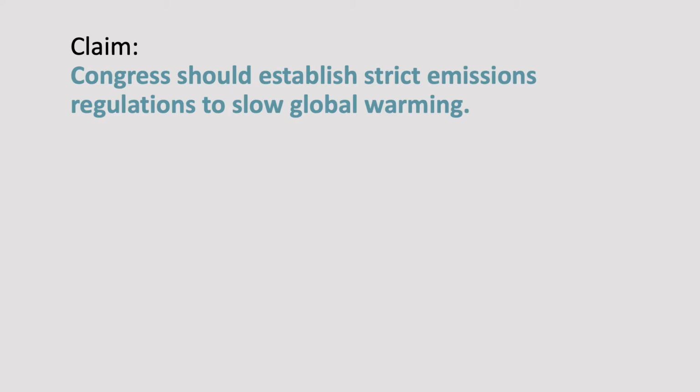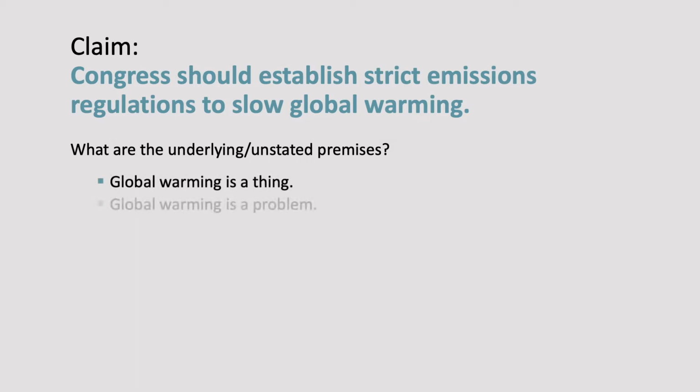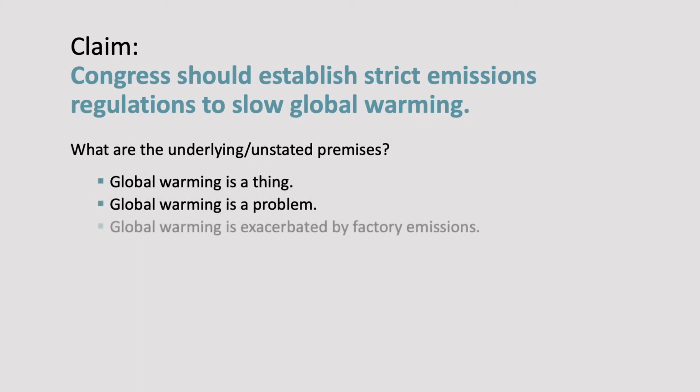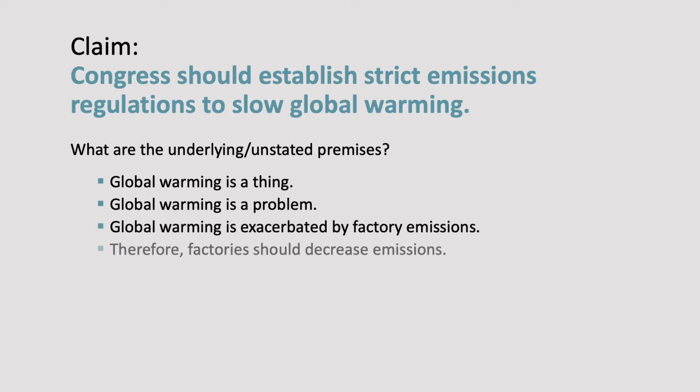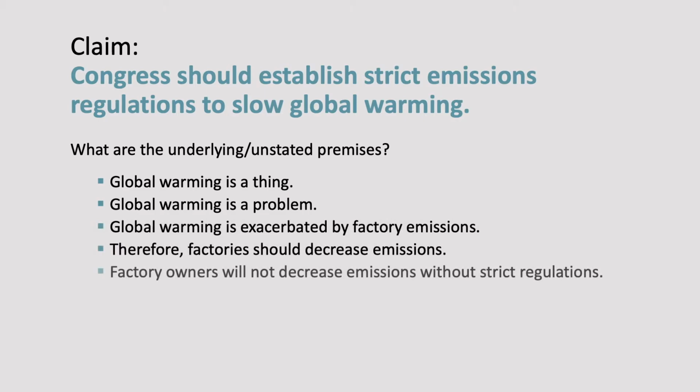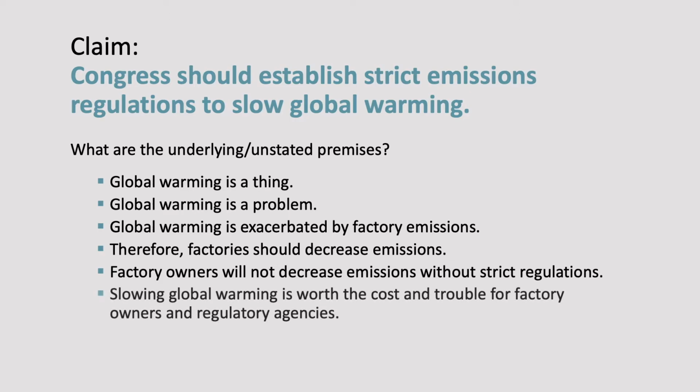If someone argues Congress should establish strict emission regulations to slow global warming, they're basing that on several unstated premises, such as global warming exists, it is a problem, it's being made worse by factory emissions, so we need to decrease those, and factory owners aren't going to act if they don't have to, so we need the strict regulations. And slowing global warming is worth it. It's worth the cost or trouble in order to take the action that we're arguing for.